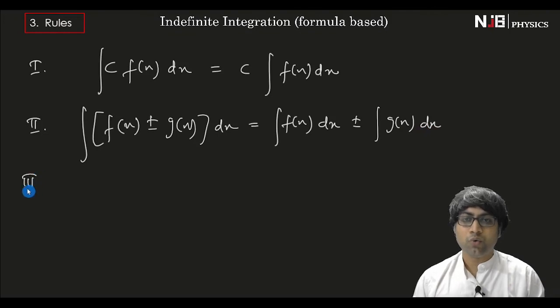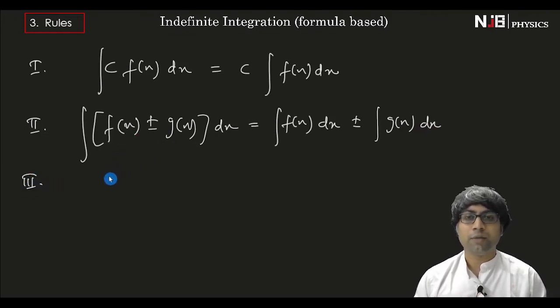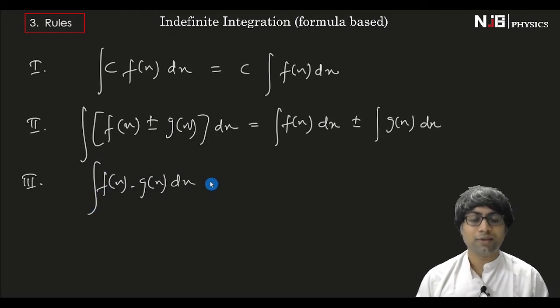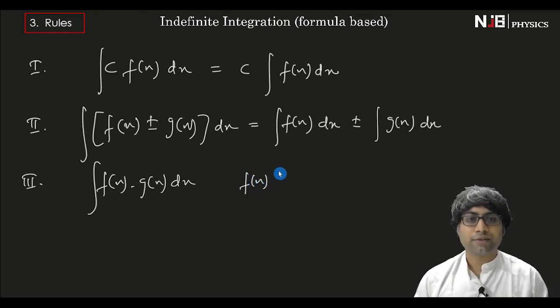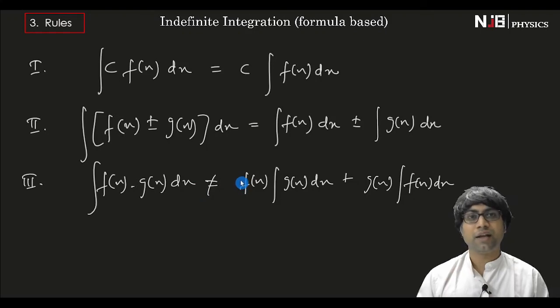Let's talk about the third rule. What will happen if the two variables are in multiplication, in a product? So let's say we have f of x multiplied by g of x. What will be its integration with respect to x? Well, many people do it like this: f of x times integration of g of x with respect to x plus g of x times integration of f of x with respect to x. I must tell you that this is not going to be true, because in case of indefinite integration, there is nothing like a product rule or quotient rule. So you must remember that it is not going to be equal to what we have done.